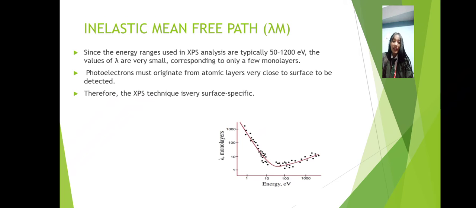Continuing with the inelastic mean free path, here comes point number 3. Since the energy ranges used in XPS analysis are typically 50 to 1200 electron volts (eV), the values of lambda are very small, corresponding to only a few monolayers. Point number 4, photoelectrons must originate from atomic layers very close to the surface to be detected. Therefore, the XPS technique is very surface specific.